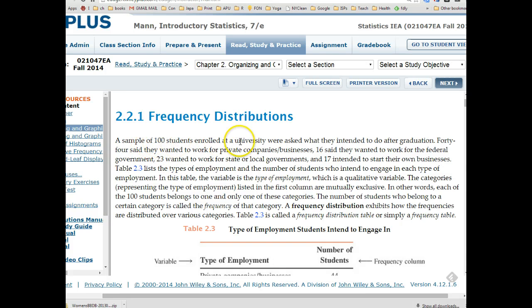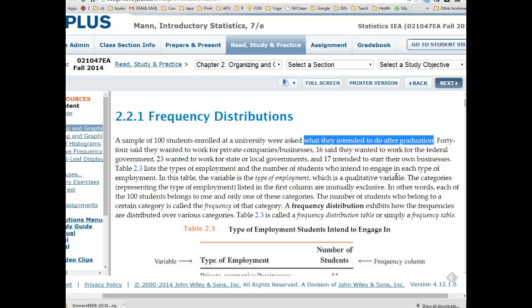Okay, now, what are we doing? A sample of 100 students enrolled at the university were asked what they intended to do after graduation. Okay? So we're collecting data here. We're not collecting their age, we're not collecting their status, we're collecting this. What they intend to do after graduation. I could ask you right now, what do you intend to do after you graduate, right? And we have 20 students or 25 students here. Go ahead, get some answers, right?